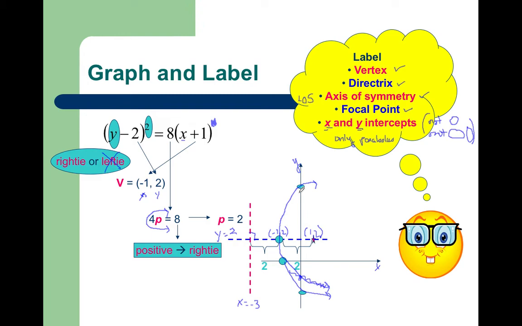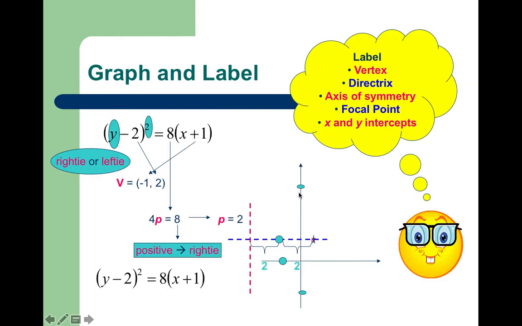How do you find an x and y intercept? Anytime, any place, anywhere? You use the equation, right? So I'm going to make x equal to 0.